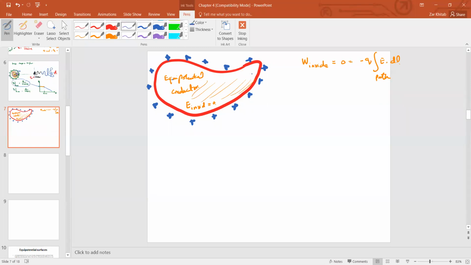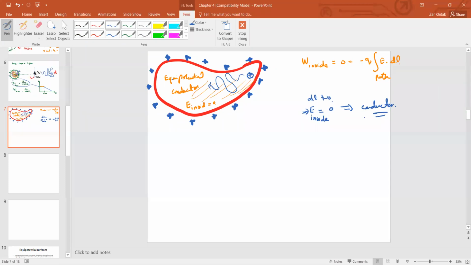If somehow I bring a positive charge here and I want to move it like this, of course the charge is not zero, and the dl is not zero. So what makes the work done inside zero? This means the electric field inside is zero. This electric field inside being zero happens for a conductor in the presence of static charges on the surface.